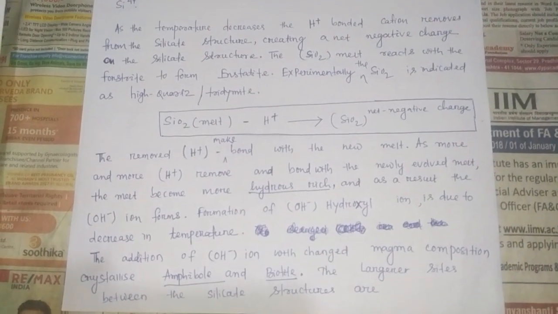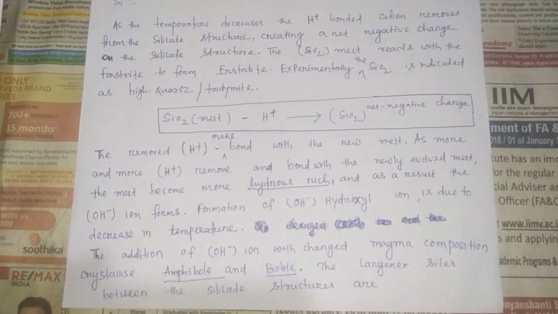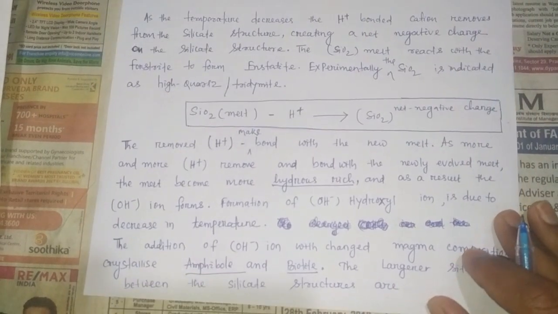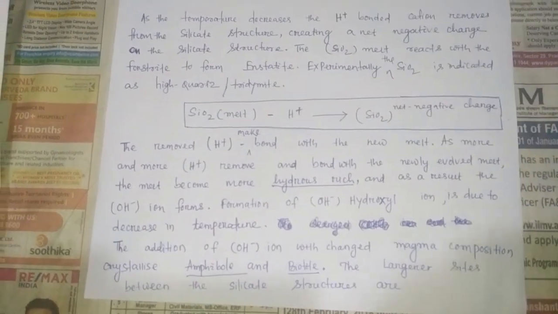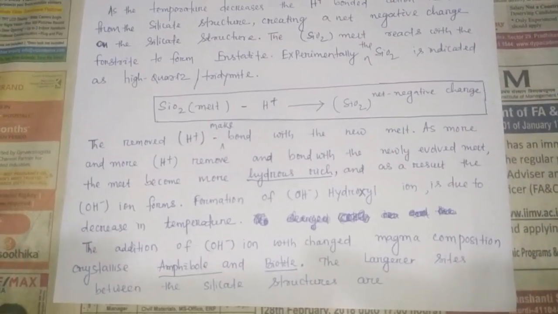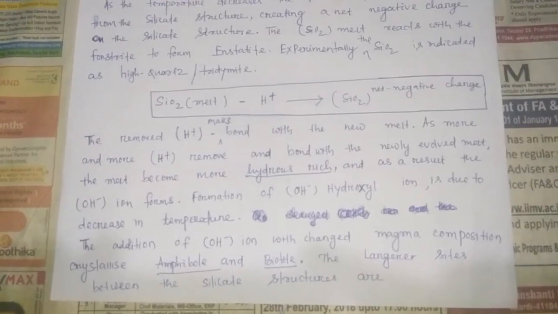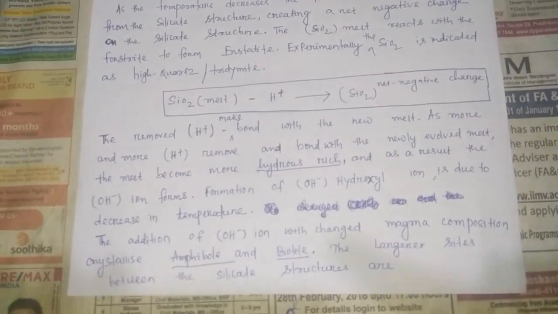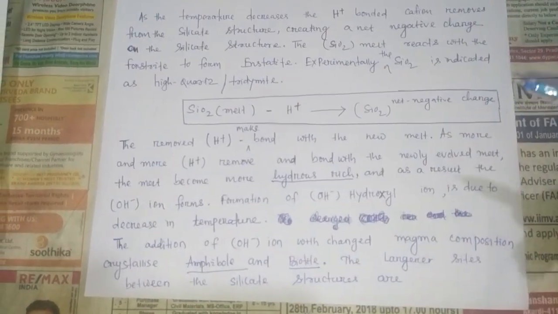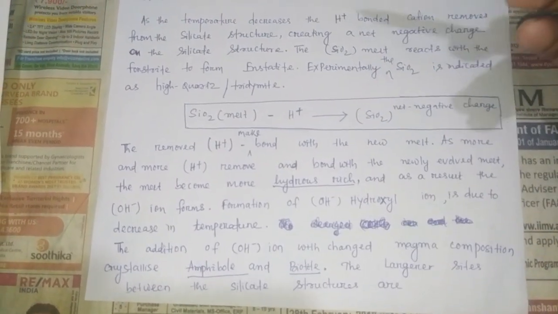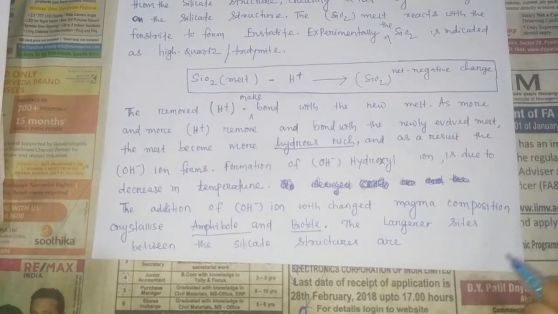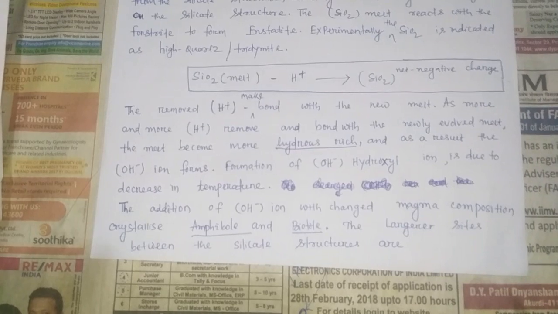As more and more H+ is removed and bonds with the newly evolved melt, the melt becomes more hydrous, and as a result the OH- ion forms. And we know that as we go down in the Bowen's reaction series, the temperature also decreases. So at higher temperature, OH- cannot form in the melt, but at lower temperature, OH- ion can form in the melt. So the H that comes from the older melt, it happens due to the crystallization of enstatite. Okay, so the addition of OH- ion with changed magma composition crystallizes amphibole and biotite.